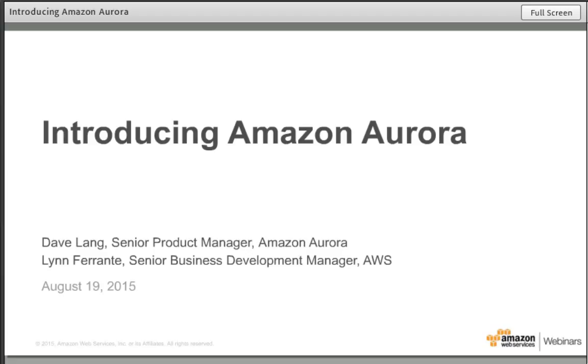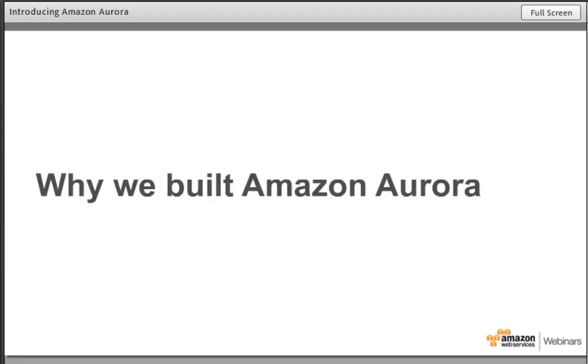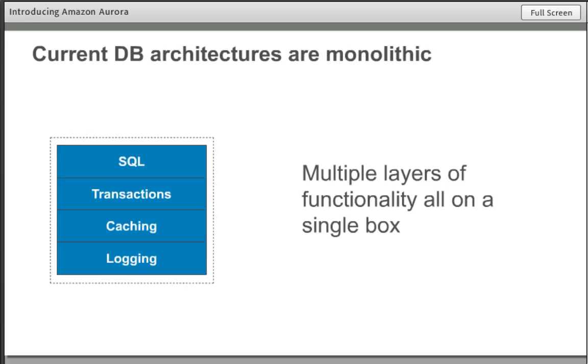So this is Introduction to Amazon Aurora. To help you understand what Aurora is, it would help a lot to understand why we chose to build Aurora the way we did. When we started thinking about how to build this service, looking at the way databases were set up in the market, we found that current DB architectures were pretty monolithic. You had multiple layers of functionality all in a single box. Your SQL, your transactions, your caching, your logging was all being handled by a single machine.